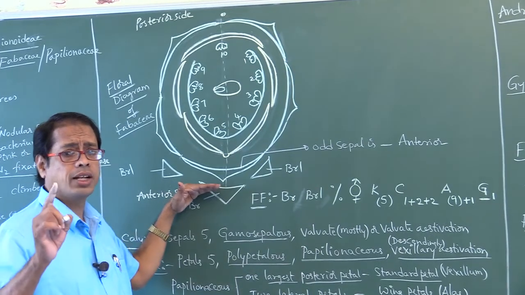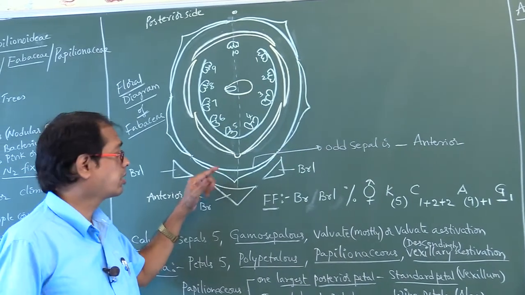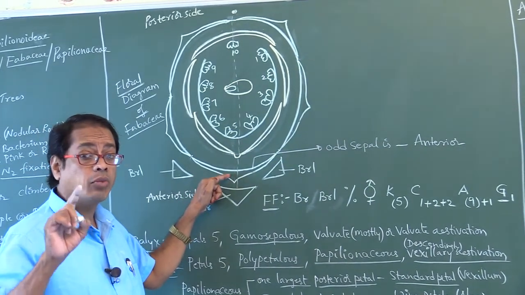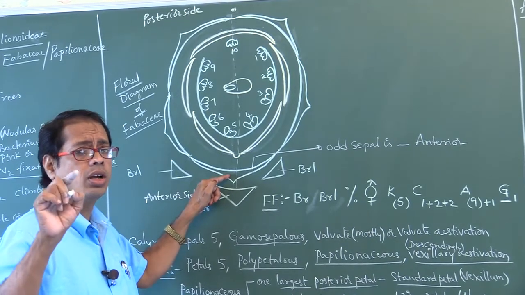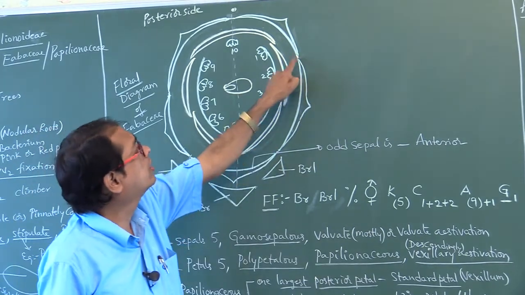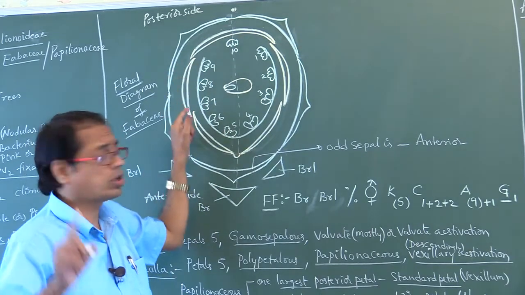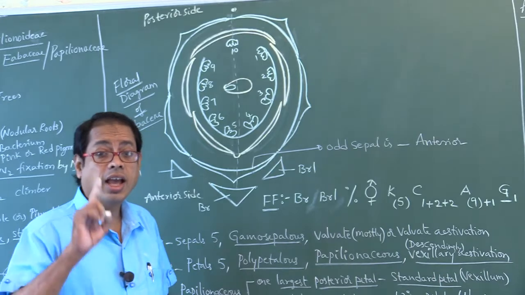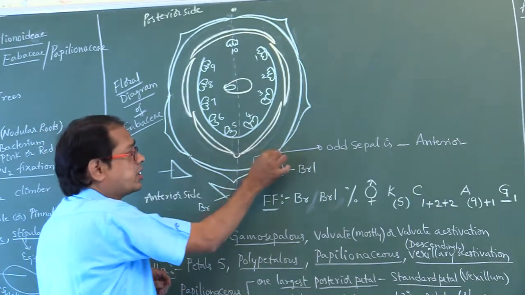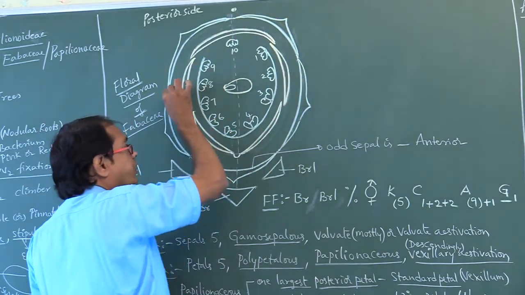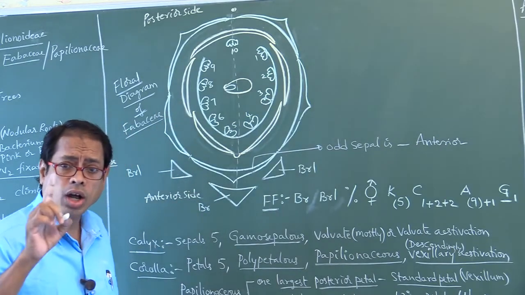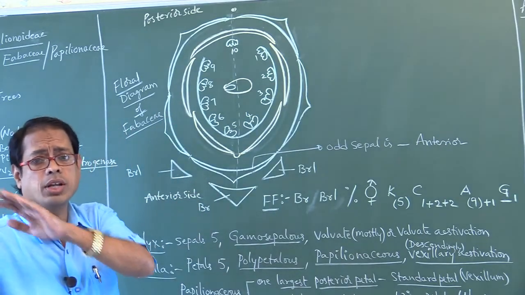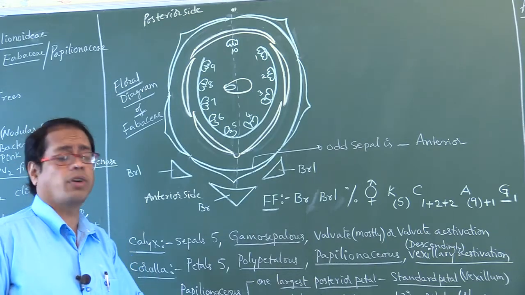So, number of sepals, 5. Gamosepalous. All the sepals are fused. Odd sepal is anterior. What type of estivation it is? Valvate estivation. Mostly valvate estivation, and in some members imbricate estivation may also be found.